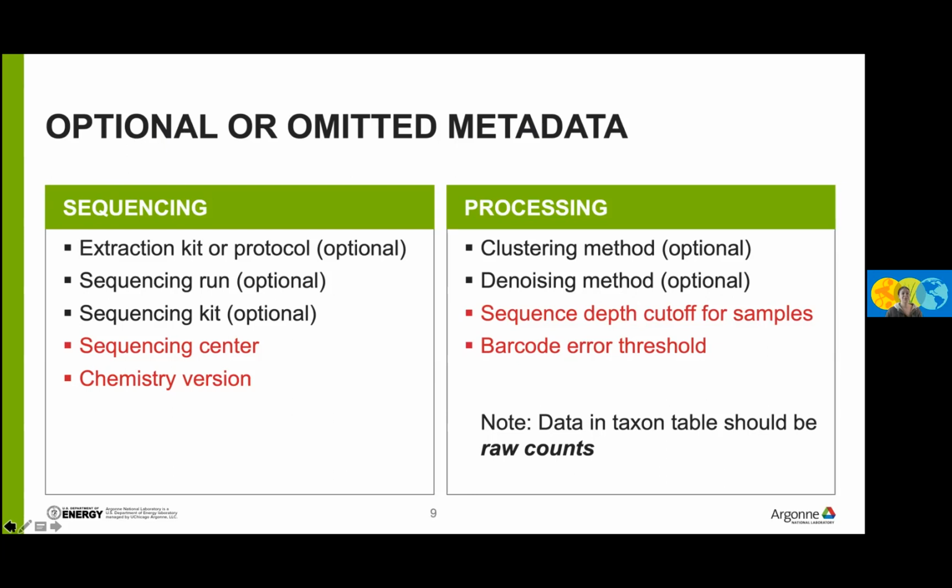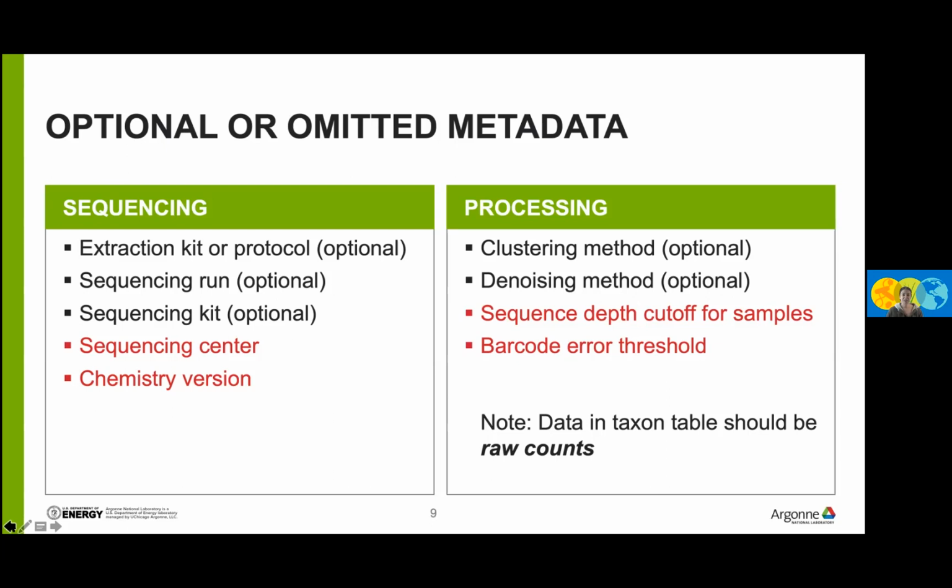So some of the optional or omitted metadata would be the extraction kit or protocol, sequencing run, the sequencing kit and chemistry, as well as the sequencing center. All of these things have been shown to cause variation in data sets. If you take the same sample and you send it to multiple places, you get back different communities.